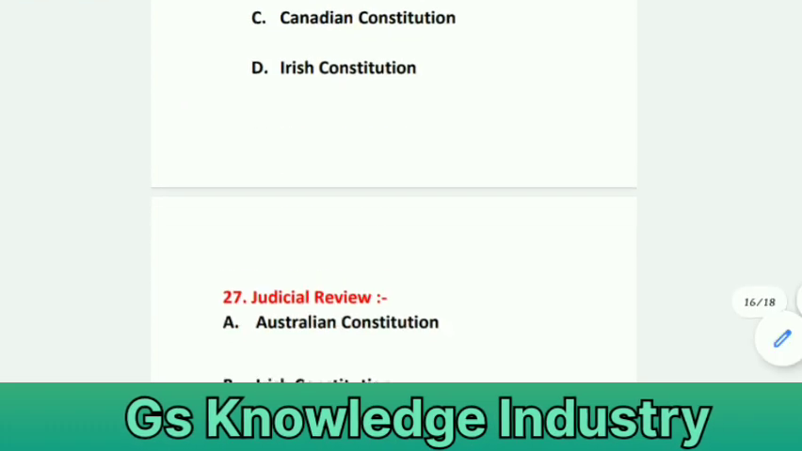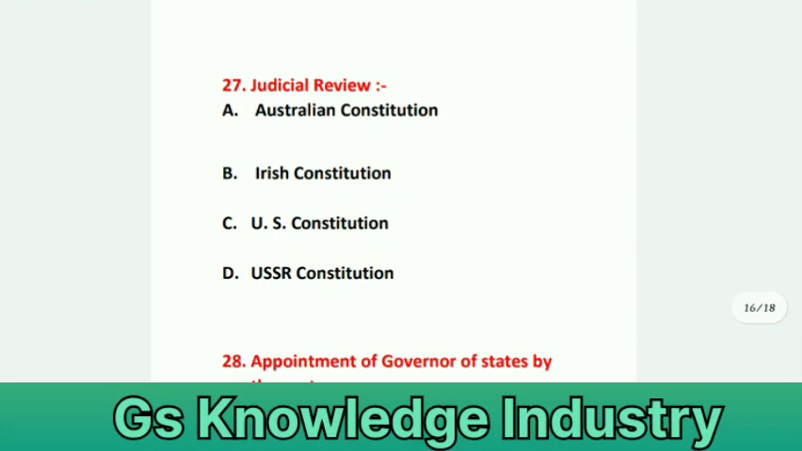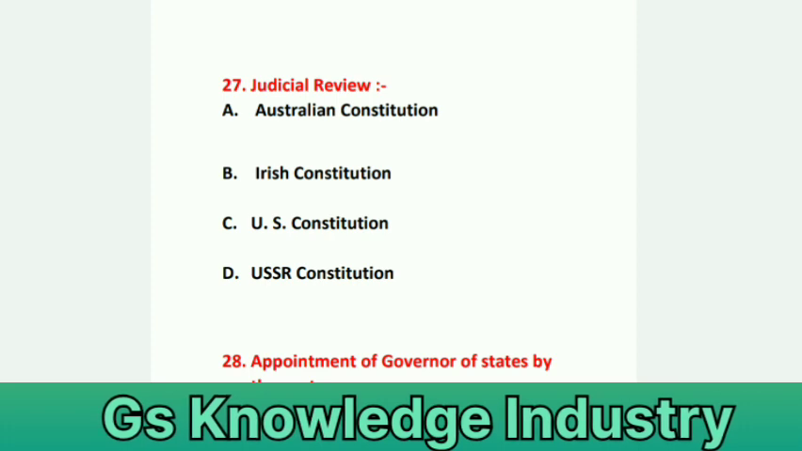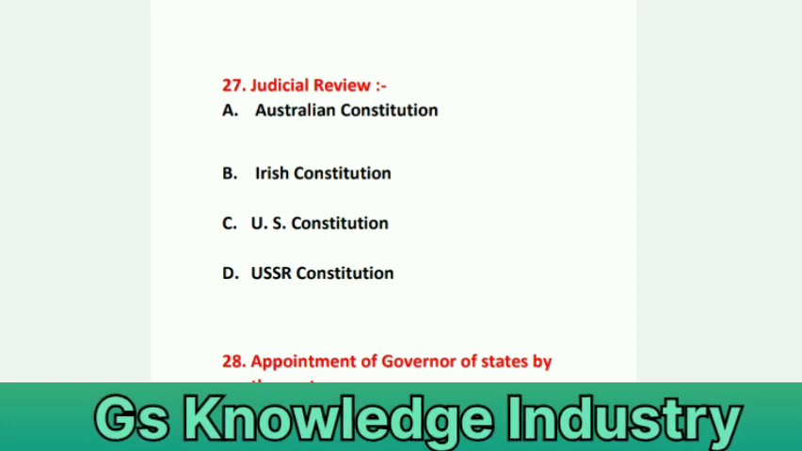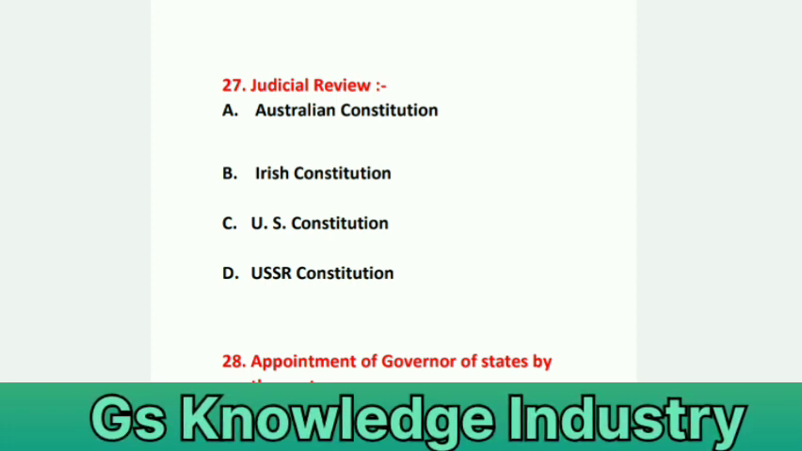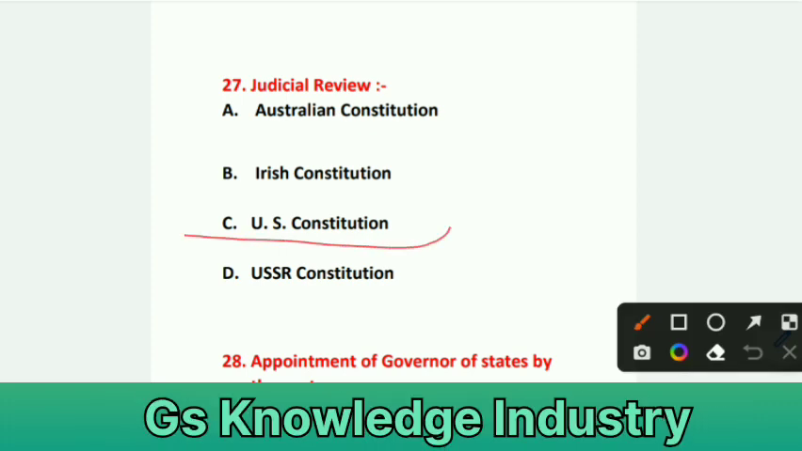And 27 number question. Judicial review. Judicial review. This system has been came from US Constitution, right? Judicial review. This system has been came from US Constitution.